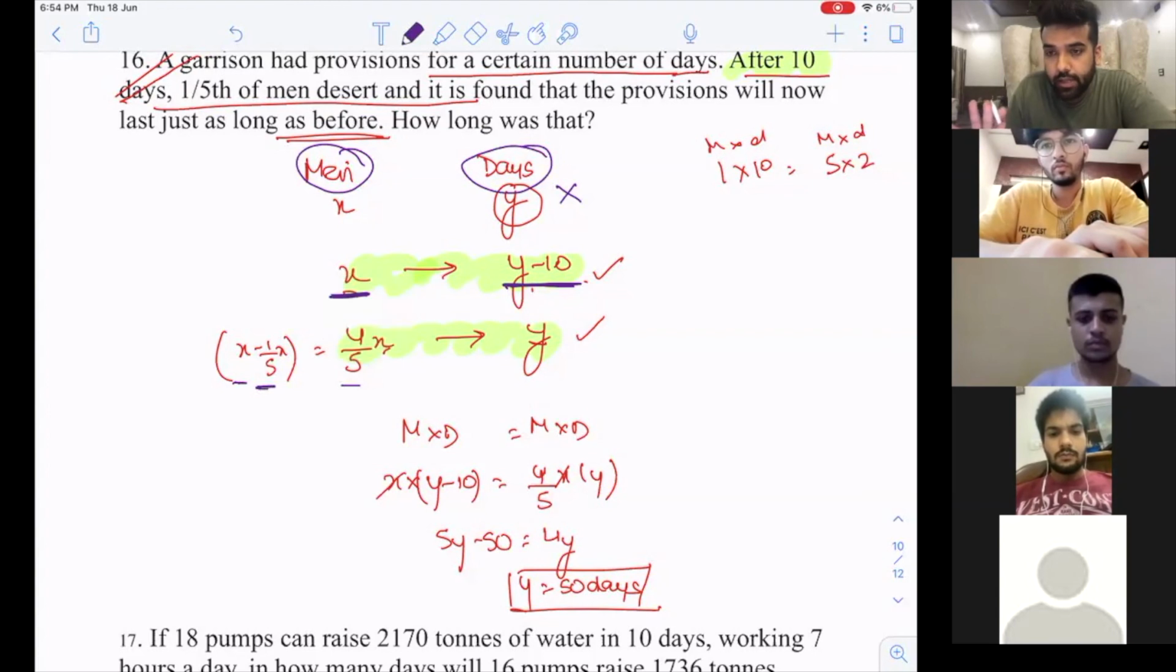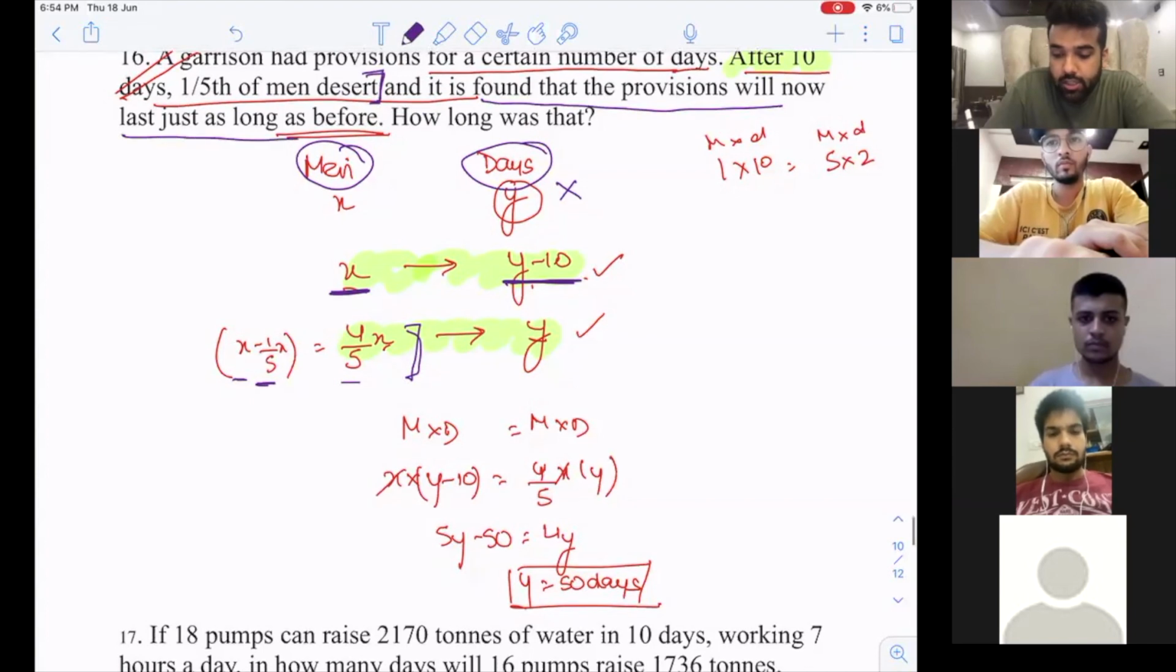4/5. Is it clear up to here? Yes, sir. Here the statement ends; I have done this much so far. Clear? It is found that the provision will now last just as long as before. What was the time for which the food was lasting earlier? Y days. Now the food will last for Y days. Clear everybody?